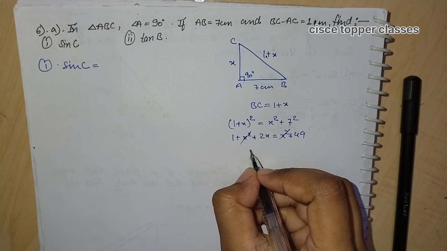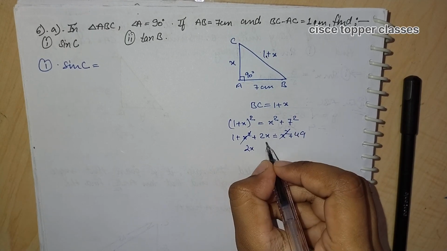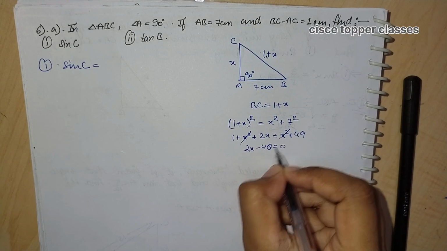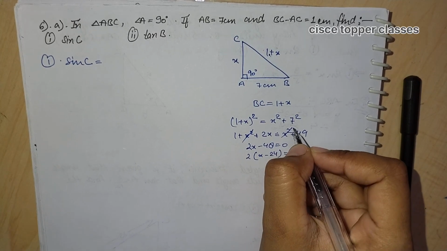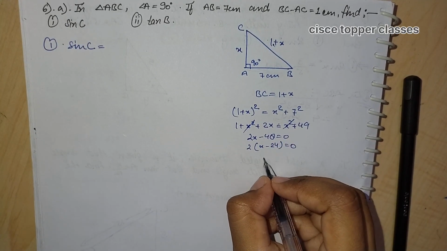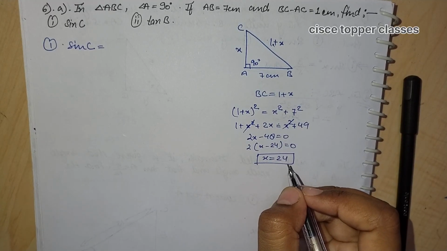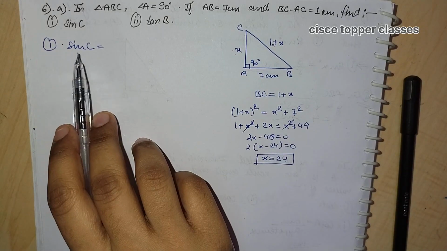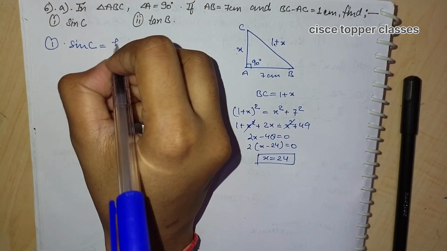Means x square will be cancelled out and we can write here 2x minus 48 equal to 0. So x minus 24 is equal to 0. From there we can write the value of x as 24. So x is 24. Now if this x is 24, we can find the value of sin C, which will be height by hypotenuse.